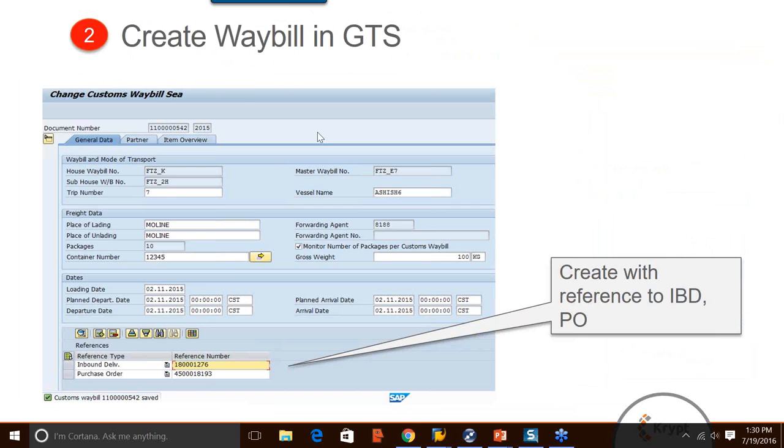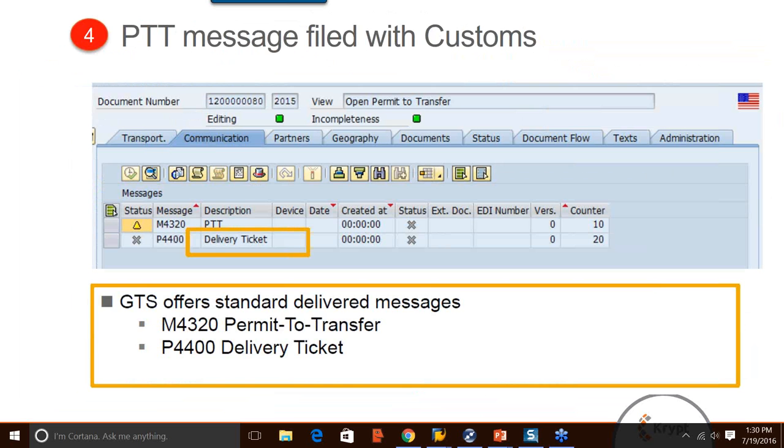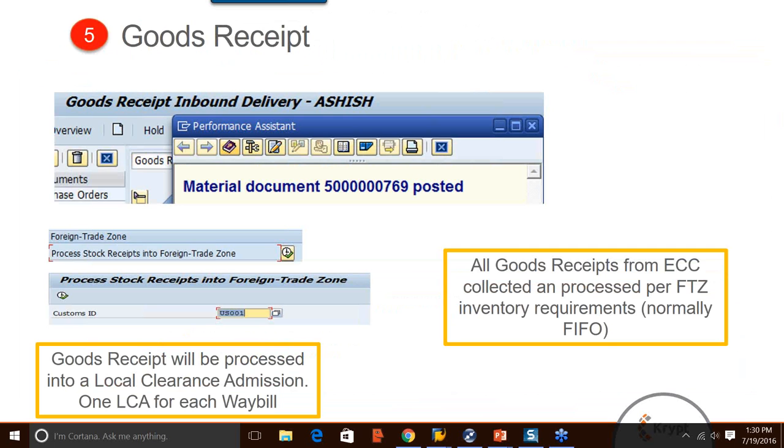Same way we create the waybill. This time, we're creating the permit to transfer with reference to the waybill instead of the entry document. Message is filed with customs on the permit to transfer. At that point, goods receipt is open to us. We receive the goods. When the goods are received, they'll be posted to inventory, and we'll talk about inventory in a minute.